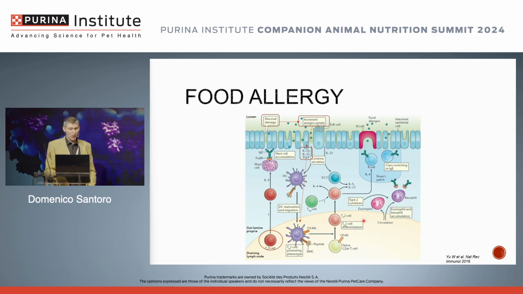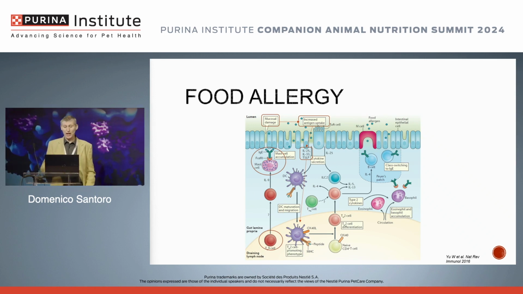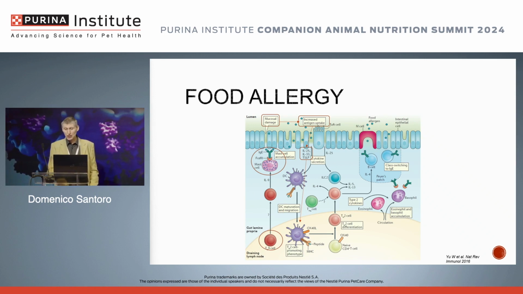allergies. In all of this, we also start to see the presence of Th9 cells, which end up activating and recruiting mast cells in the GI mucosa, and that's where you have the production and increase in IgE.